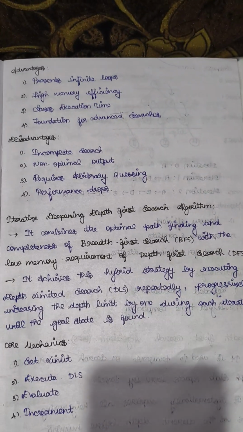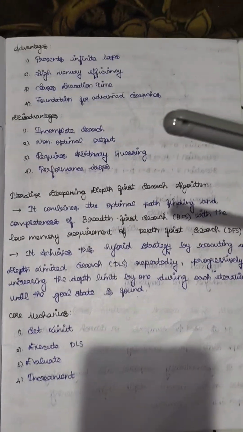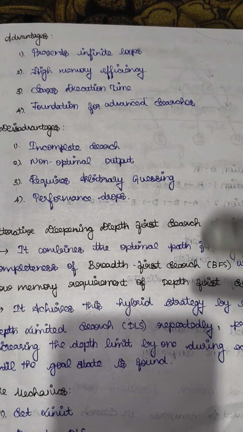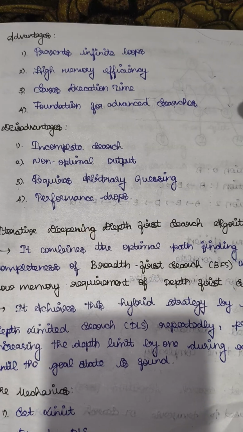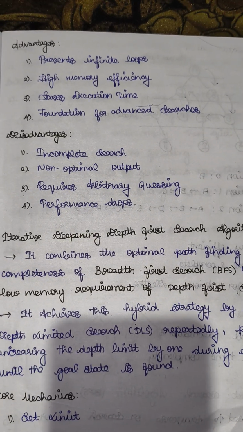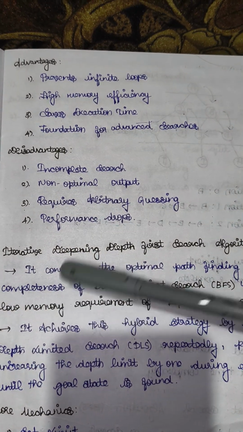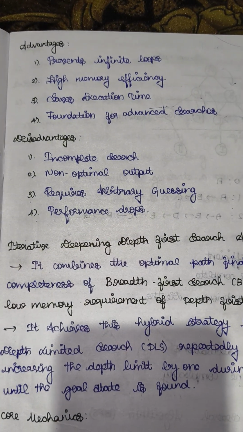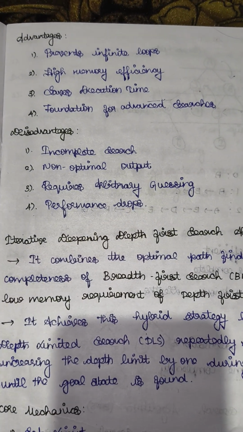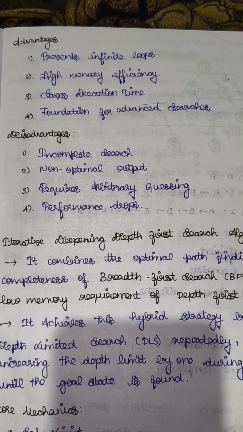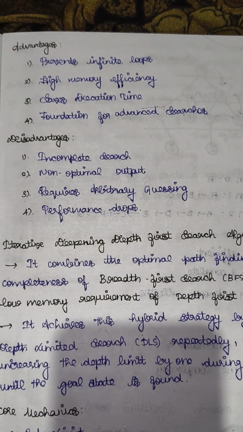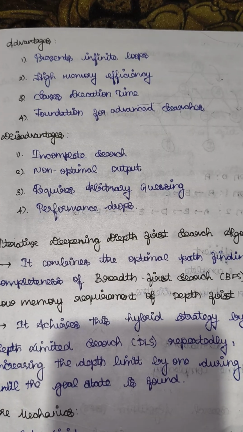Let us consider the advantages and disadvantages of the depth limited search algorithm. The major advantages are that it prevents infinite loops, since it uses a depth limit. The next thing is that it has high memory efficiency and saves execution time because of the limited search, and it is the foundation for advanced search.